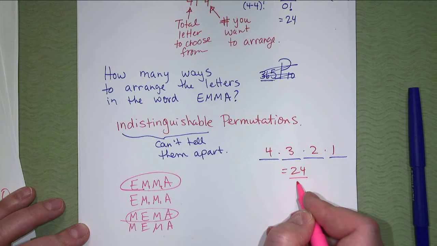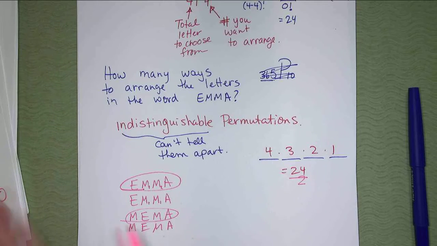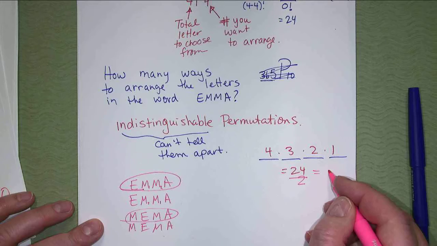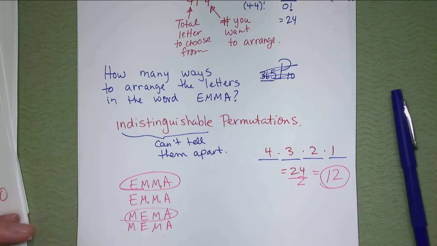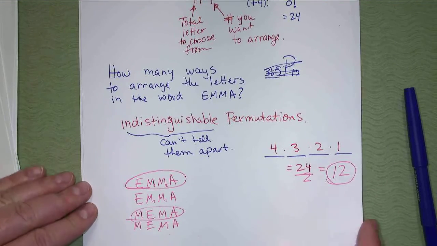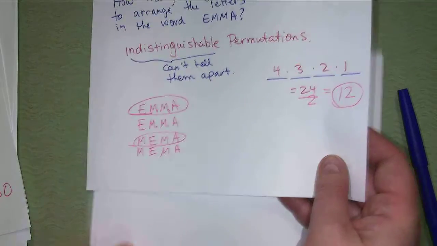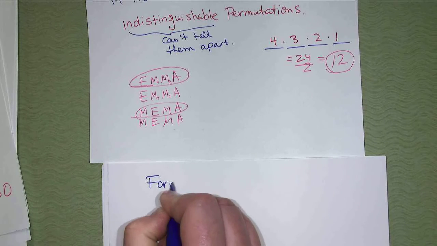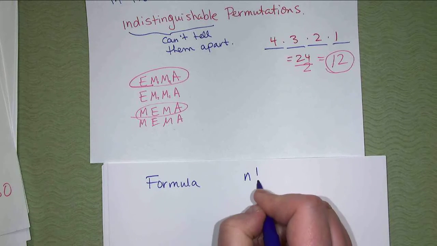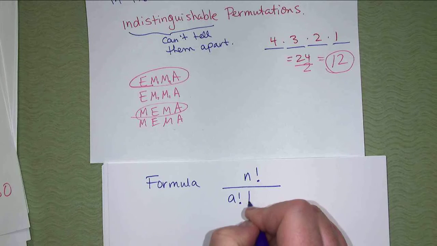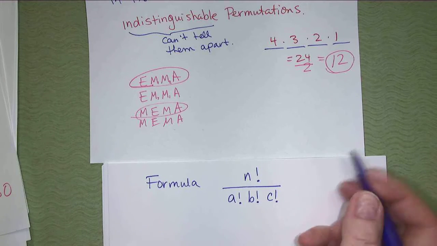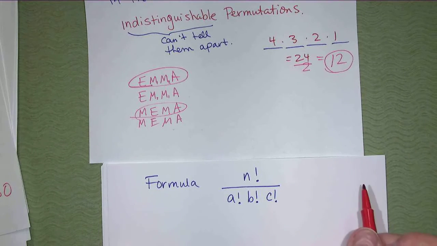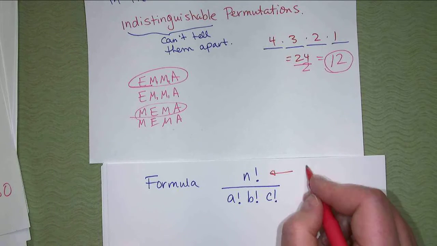So it's 24 divided by what? 2, cut in half, because there were 2 M's that look the same, so we want to cut it in half. So that's 12 is the answer. So all of them we divided by 2, but there's actually a formula for that, and this looks like so here is the total.